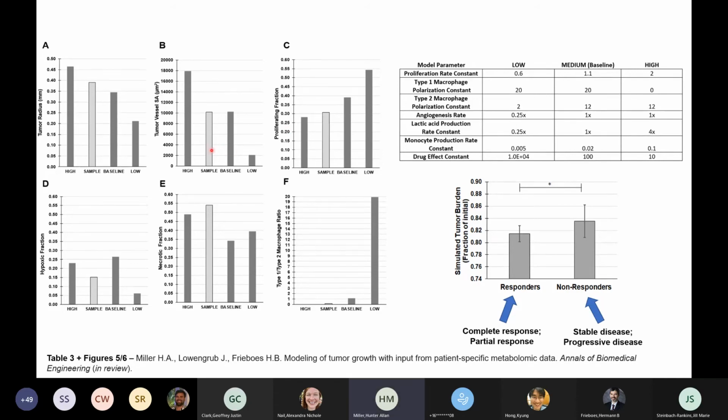But it had a hypoxic tissue fraction lower than the high and baseline cases, and had the highest necrotic fraction out of all the cases, highlighting the nonlinear nature of the system.